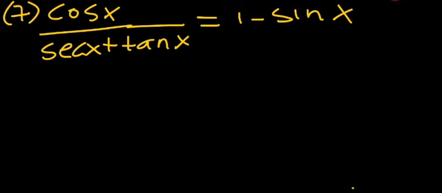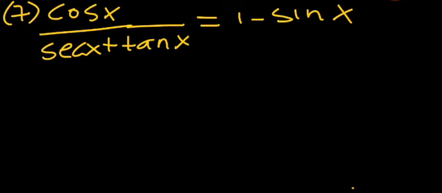Here, what we want to show is that what we have on the left hand side is equal to what we have on the right hand side. So we need to show that cos x over sec x plus tan x is equal to 1 minus sin x. Always remember that you should start with the most complicated part, and then derive the less complicated part. So we're going to start with cos x over sec x plus tan x, and derive from that 1 minus sin x.